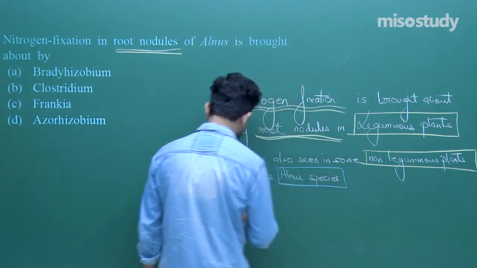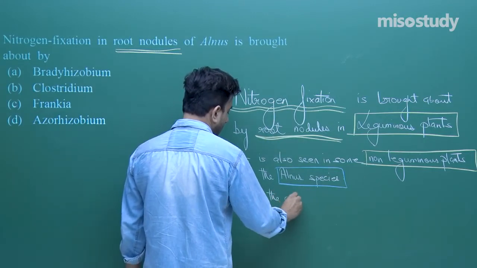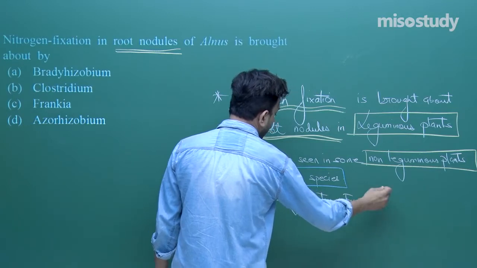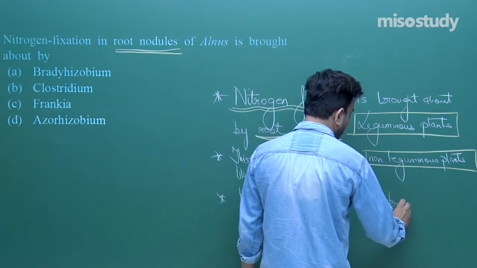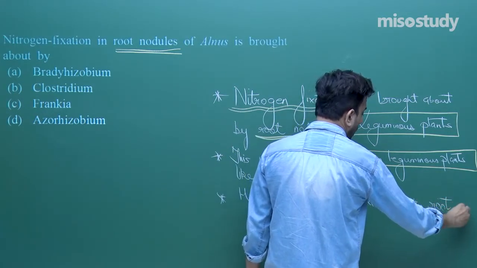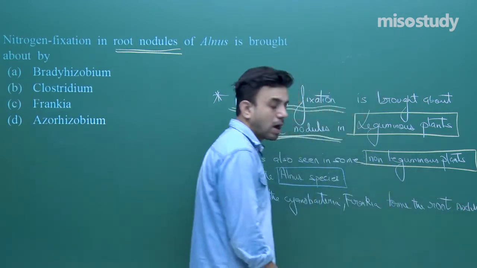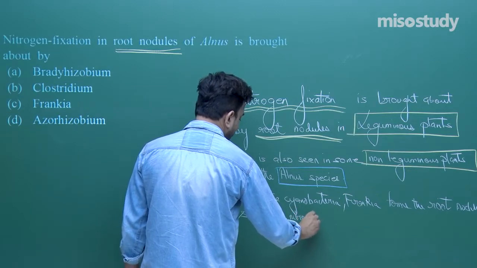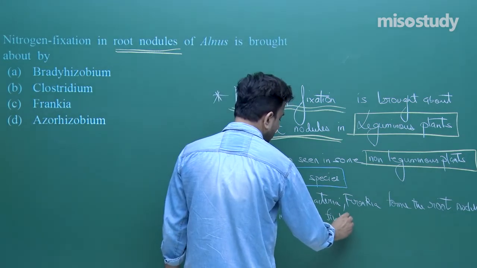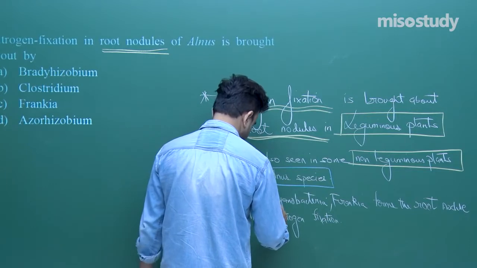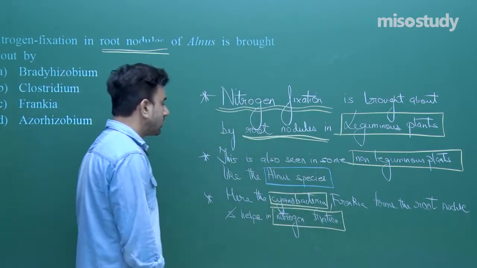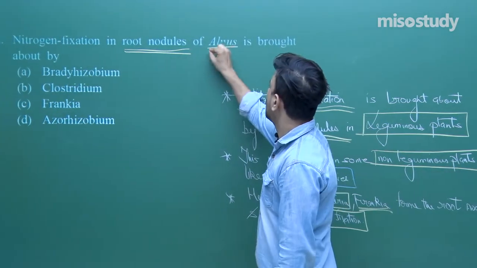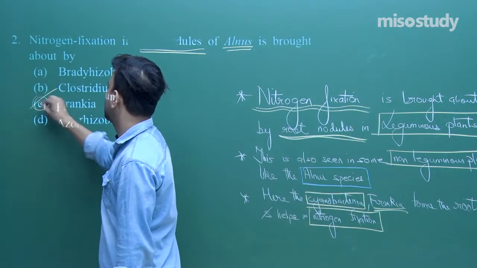So here the cyanobacteria Frankia, cyanobacteria or blue-green algae, forms the root nodule and helps in nitrogen fixation. So nitrogen fixation in the root nodule of Alnus is brought about by the Frankia, right.